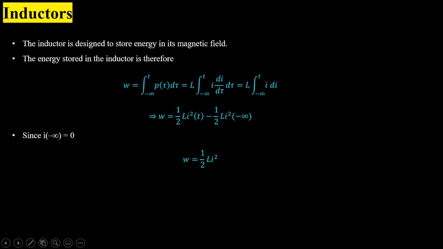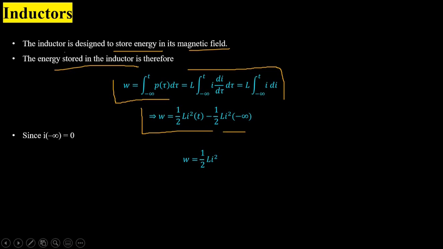An inductor is designed to store energy in its magnetic field, and this energy stored in the inductor is the integral of power and will be equal to the inductance of the inductor multiplied by the integral of the current flowing through the inductor with its rate of change, from past time to present time t. Rearranging and performing integration with the result that i(minus infinity) equals 0, the energy stored will be equal to half the inductance of the inductor multiplied by the current passing through the inductor squared.